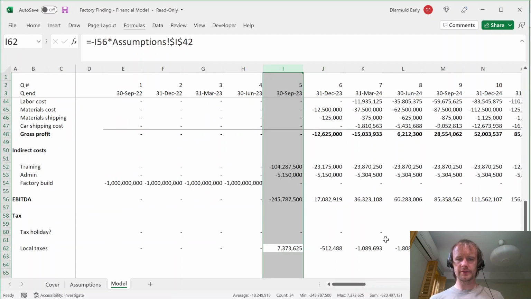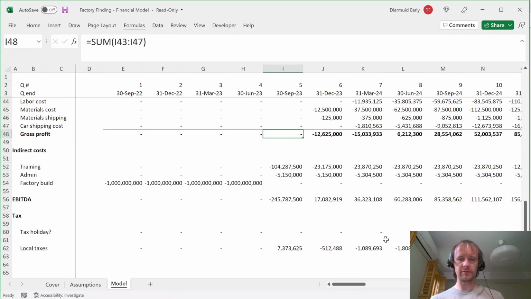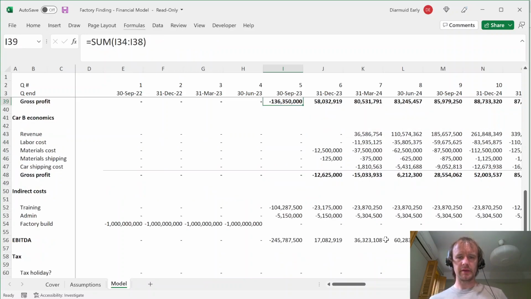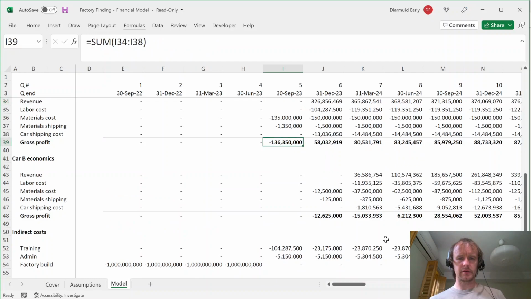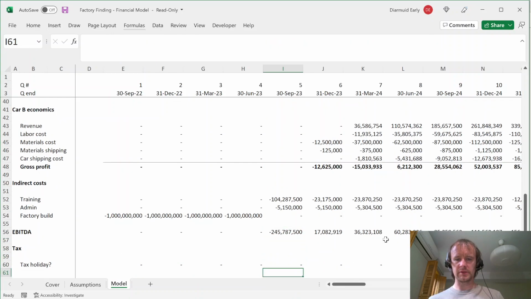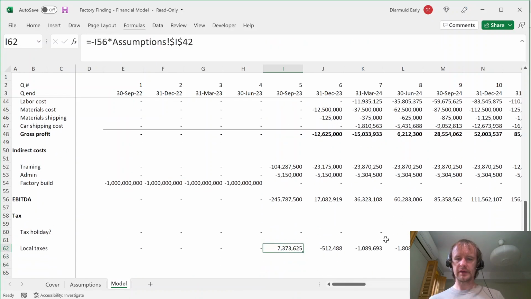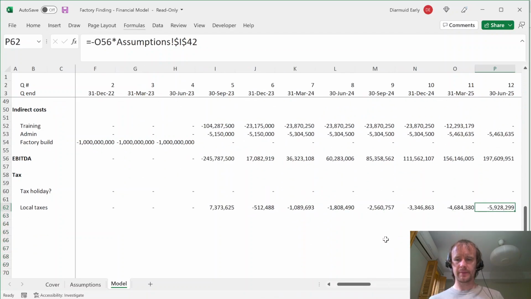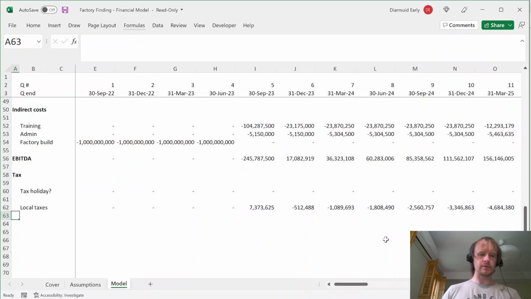So you can see the first period we make a loss because we haven't done anything yet. We're just paying to train people, paying administrative costs and paying materials costs for cars that we're going to build next quarter. So we lose $250 million and we get a tax credit on that. And then after that, we start making money and we start paying taxes. So that's all fine. And then I'm going to want net cash flow.